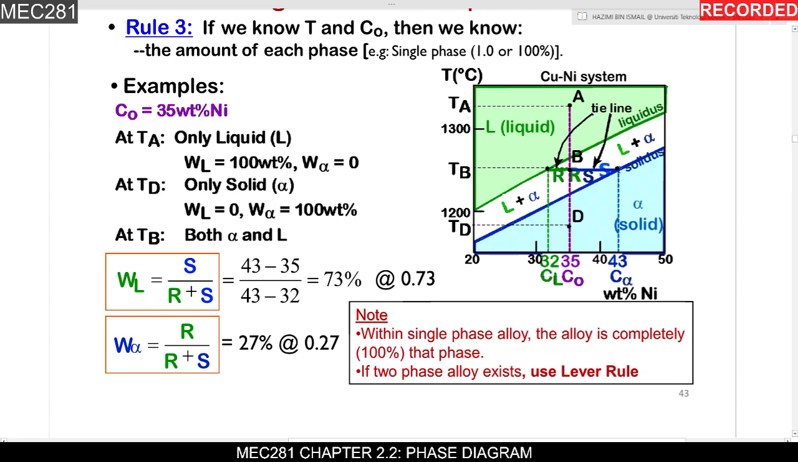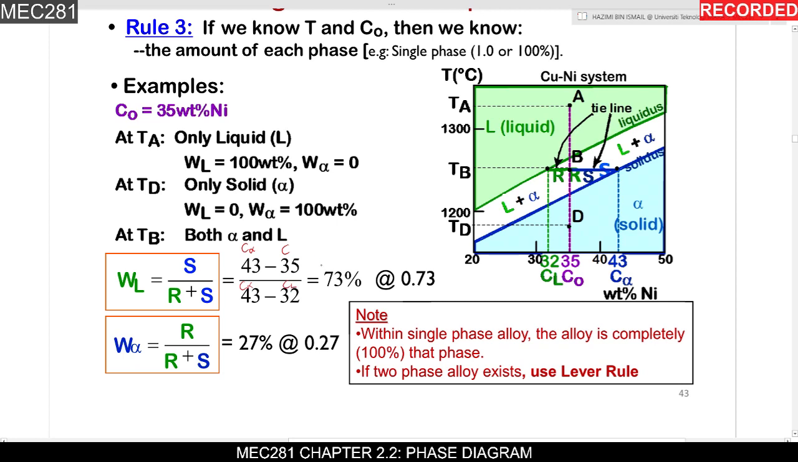The limit here, or we call it C alpha, is 43, and the C liquid is 32. So you have to do the ratio percentage here: 43 minus 35 over 43 minus 32. Here 43 is C alpha, 35 is our C, and this is C alpha minus the limit of C liquid.